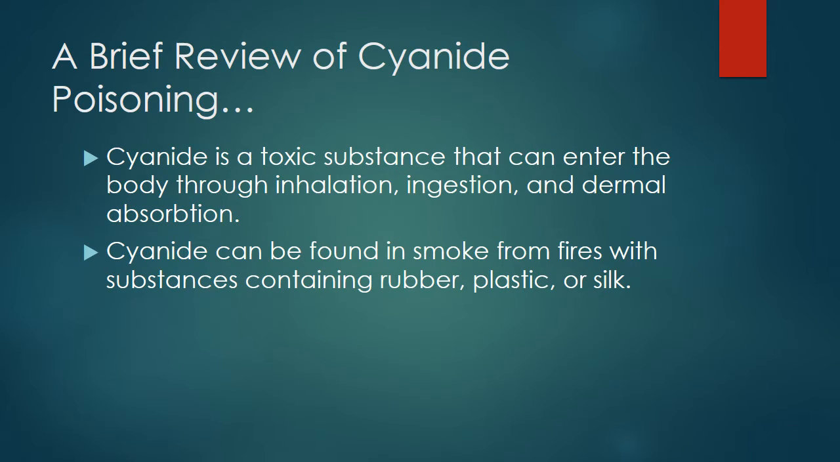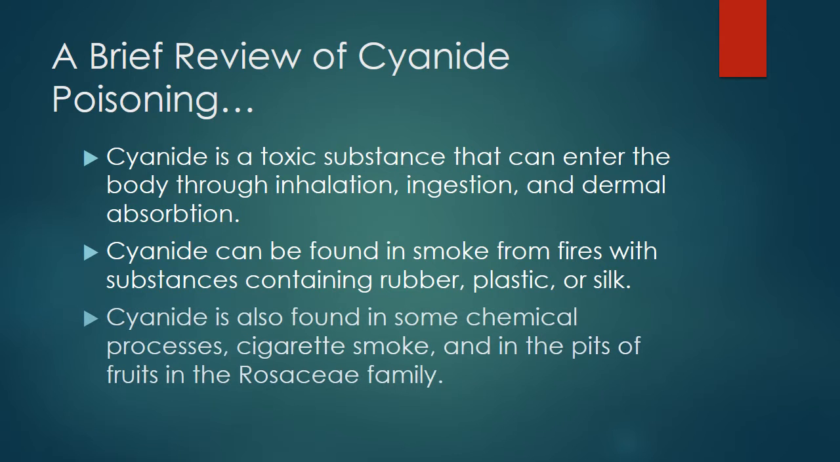Cyanide can be found in smoke from fires with substances containing rubber, plastic, or silk. Cyanide is also found in some chemical processes, cigarette smoke, and in the pits of fruits in the Rosaceae family.